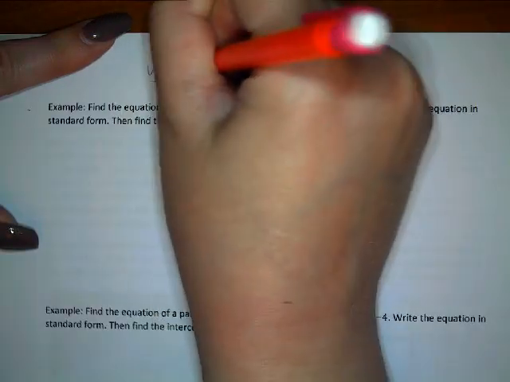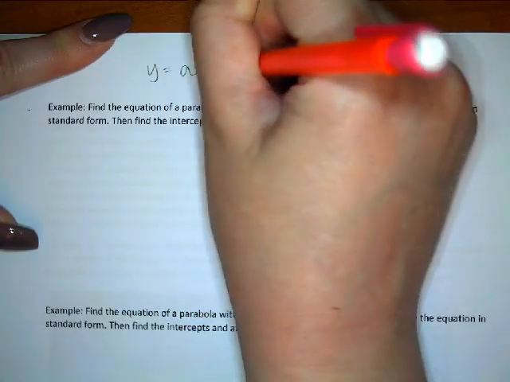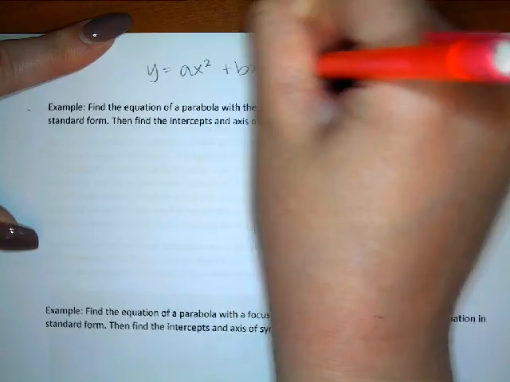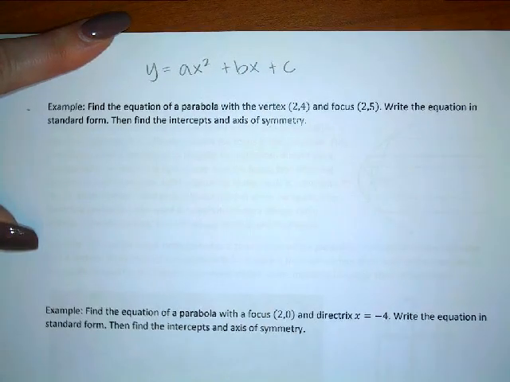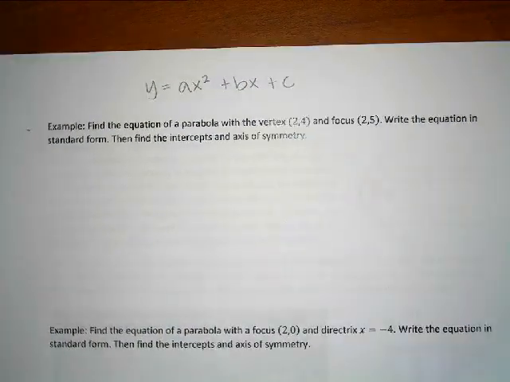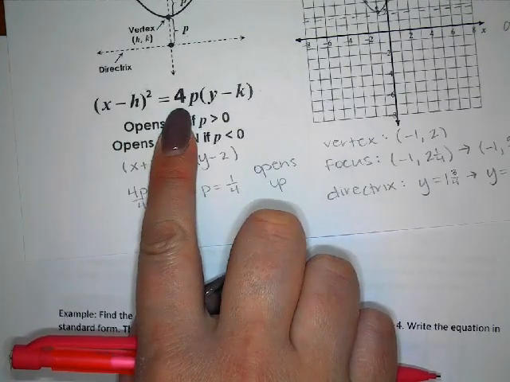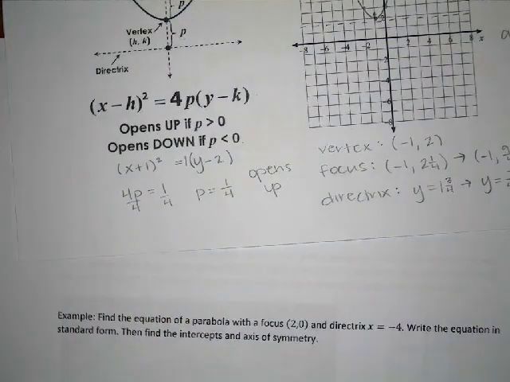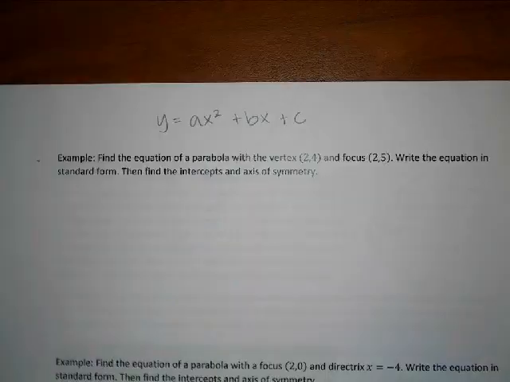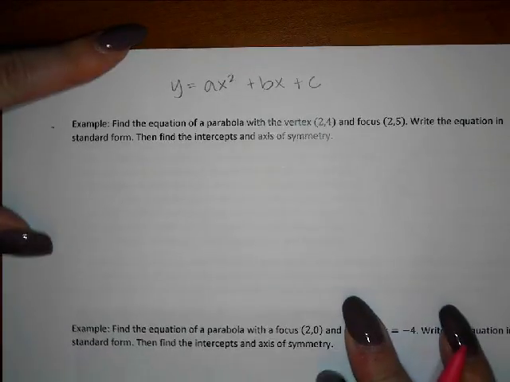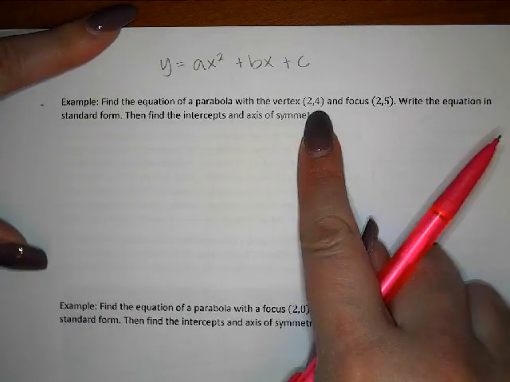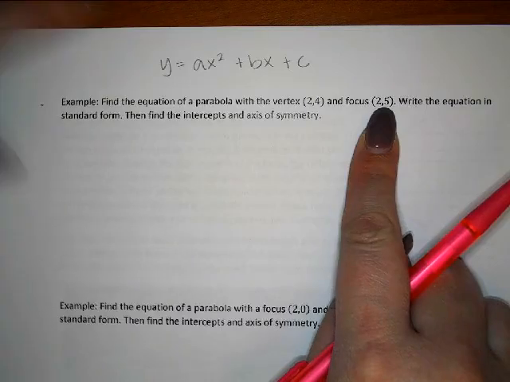So what we're going to do is take the information and start off by writing it in this form because this form is really helpful. And then from there, we'll convert it to standard form just so we know how to answer the questions in our own textbook. Okay, so this problem says find the equation of a parabola with the vertex 2, 4 and a focus 2, 5. And when they give you 2 pieces of information like that, giving you the vertex gives you the majority of the equation, right?